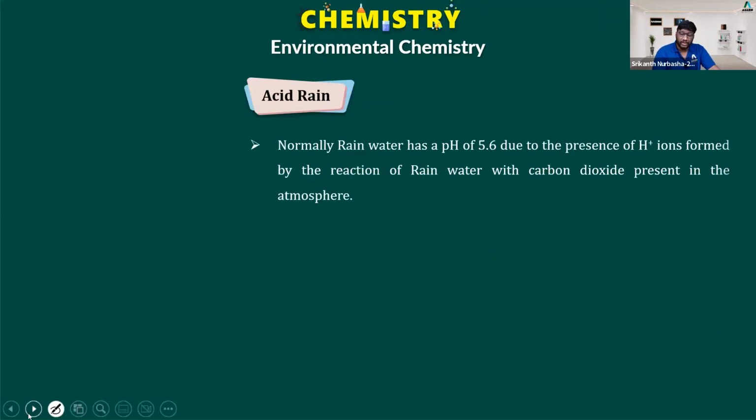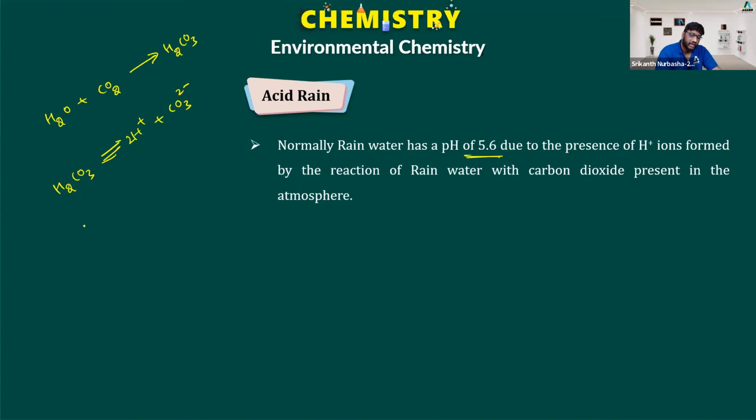Then comes acid rain. Normally rainwater has a pH of 5.6 due to the presence of H+ ions formed by the reaction of rainwater with carbon dioxide. Because we have water, H2O, and we have carbon dioxide. This carbon dioxide dissolves in the water to form H2CO3. H2CO3, carbonic acid, is a weak acid which has two dissociations. Looking at the first dissociation, it forms H+ and HCO3- ion, and HCO3- again dissociates to form H+ and CO3 2- ion. These are the dissociation constants K1 and K2.